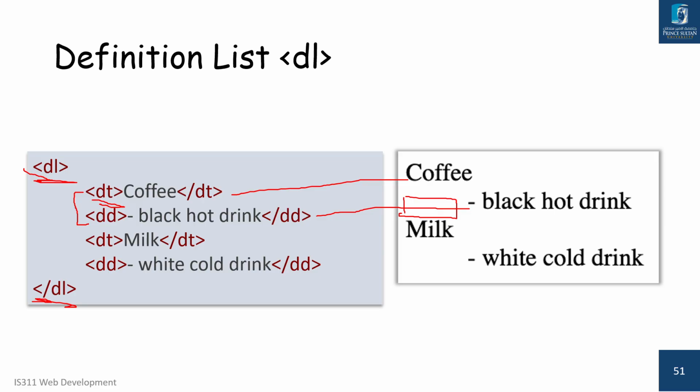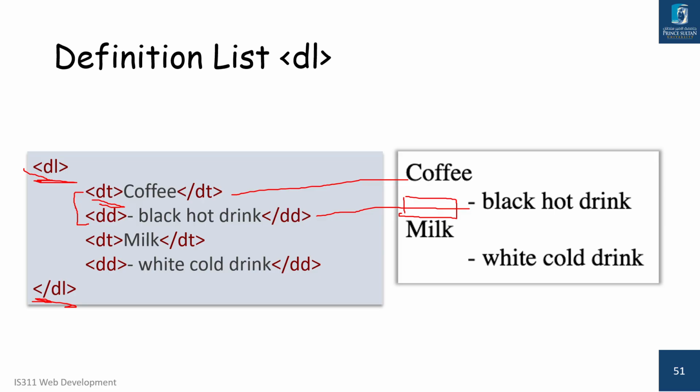DT is the defining term, the term that we are defining. And then DD is a definition. I mean, what exactly do we need to know? We can ask Google and it will give me the answer. But it is DT, definition term or defining term, and then DD is the actual definition that we want to give to that term.